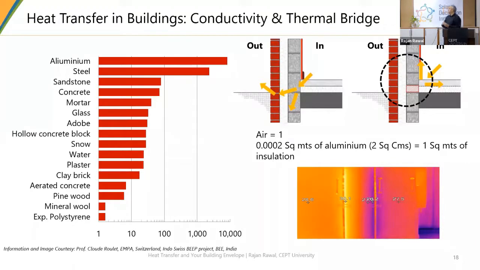As you can see, here is a tag board, and somebody might have put a sheet metal screw to fix this tag board. Now, a sheet metal screw is a highly conductive material. What you're seeing in the image towards the lower side is thermal bridging. What is thermal bridging?